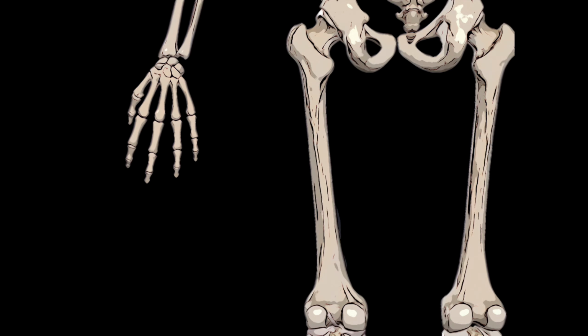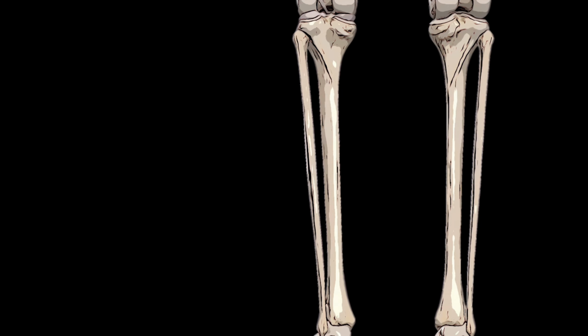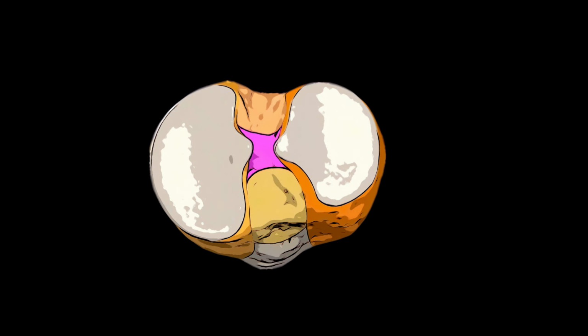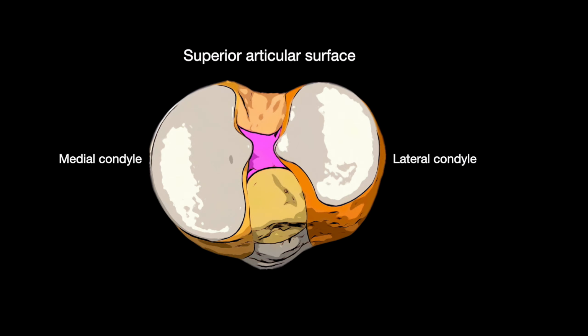The tibia, or shin bone, is the largest of the two bones in the lower leg. It is subcutaneous throughout its length and can be easily palpated. The proximal and distal ends of the tibia are known as the superior and inferior articular surfaces. The superior articular surface of the tibia is a smooth surface on each of the condyles. Here, the lateral and medial condyles articulate with the condyles of the femur.